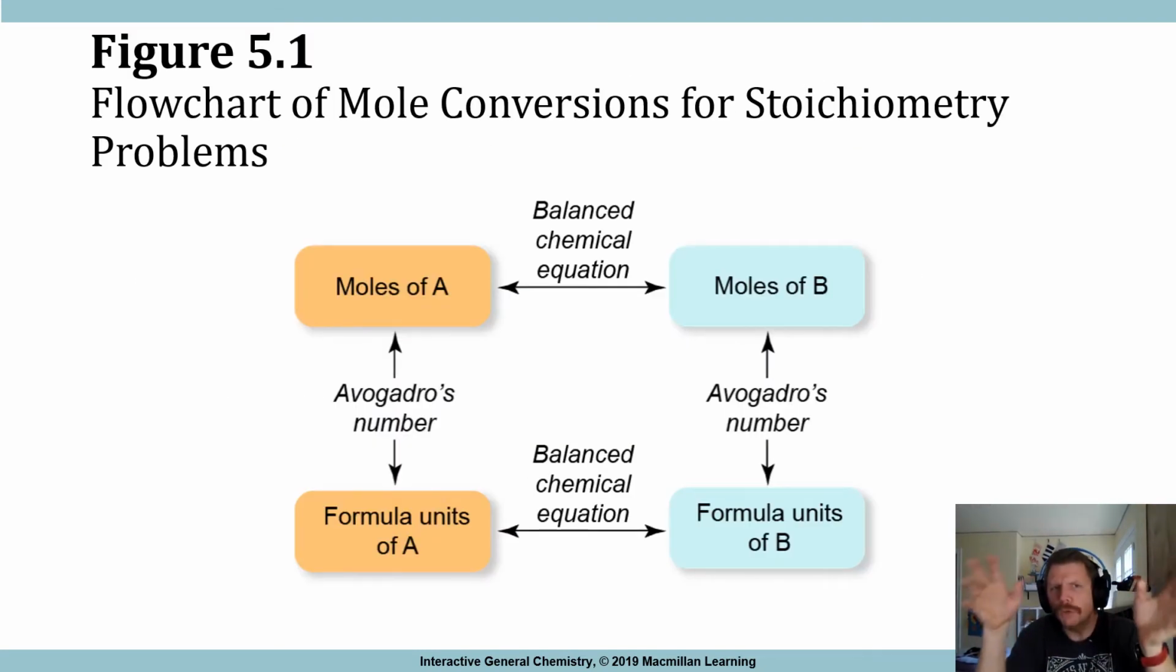Now, a flow chart that you can use for mole conversions for stoichiometry problems is basically this right here. You can be presented with the moles of A and use your balanced chemical equation to say moles of B that are needed. Alternatively, you can go from moles of B to Avogadro's number to the formula units of B, then look at your balanced chemical equation, determine the formula units of A, and then come up with the moles of A. We're going to see some of this in the next few slides.